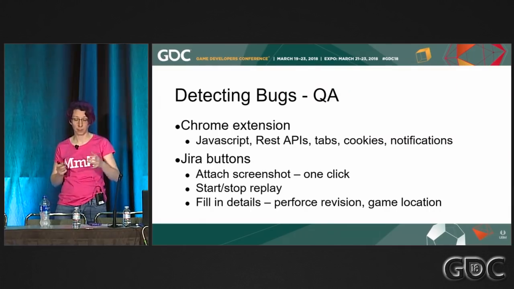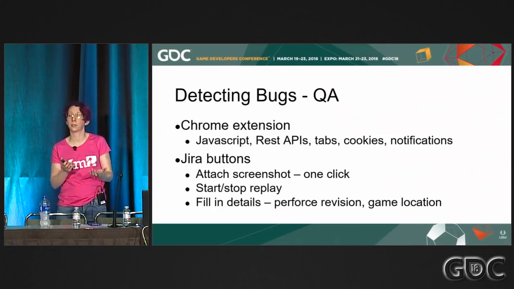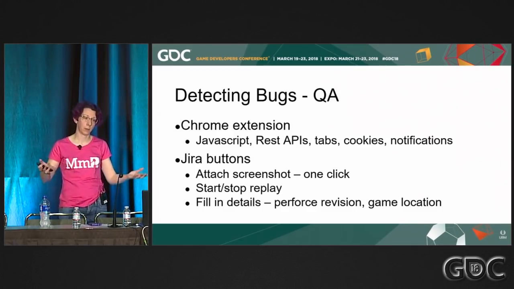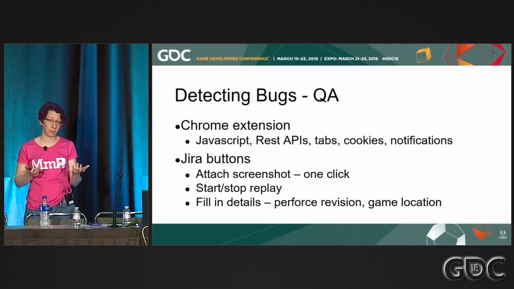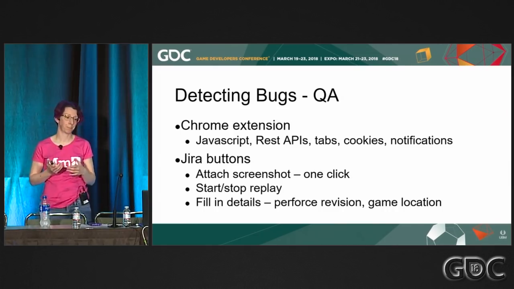We use the Chrome extension for QA to add extra buttons to Jira. There's one button that attaches a screenshot in one click. You press the button in your Jira web page, it goes off to your dev kit, takes a screenshot, and attaches it to the bug that you're currently creating or looking at. So in one button press, it's done all the work for you, and you don't have to be browsing around to find the screenshot, and it makes sure that you get the right screenshot as well.